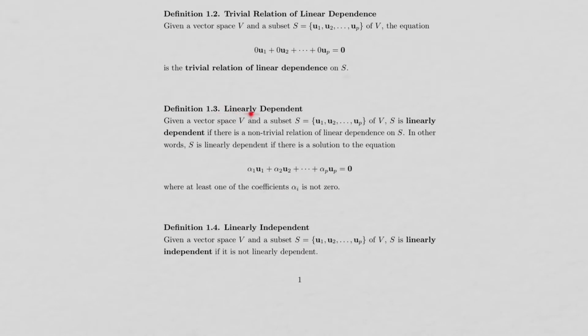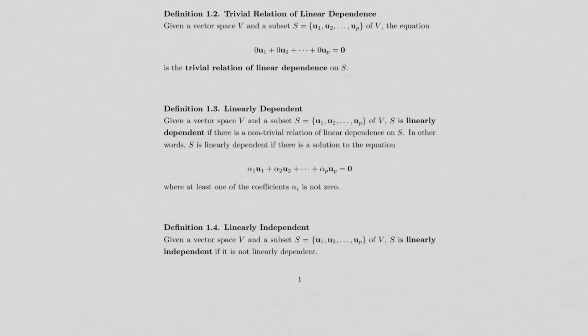Then we define a set to be linearly dependent if we've got a vector space V and a subset S. That set is linearly dependent if there is a non-trivial relation of linear dependence. So here's the trivial one, where all the alphas are 0. And so if I've got a relation of dependence down here, where at least one of these alphas is not 0, some of them might be, but as long as they're not all 0, that's a non-trivial relation of linear dependence. And if one exists, even just a single one, then we say that set is linearly dependent.